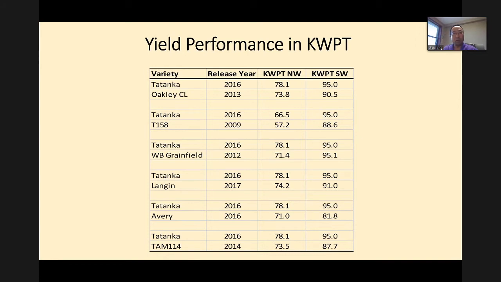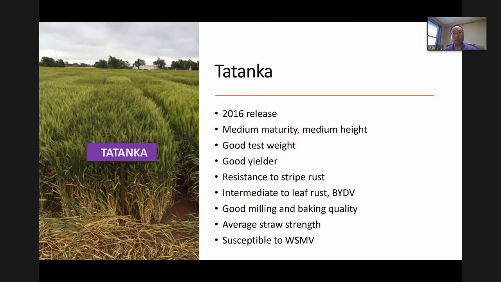And it also has good resistance to stripe rust, although the leaf rust resistance may be a little bit weak, just intermediate. It also has an intermediate reaction to barley yellow dwarf virus. And it has good milling and baking quality, so the industry also likes its quality.